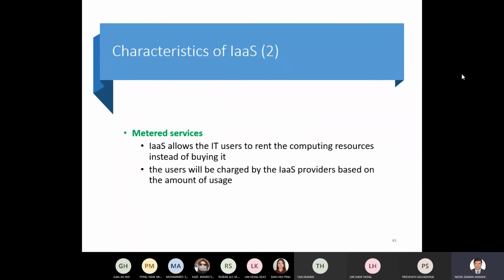And the other thing is that it is a metered service. What does it mean by metered service? It means that however much service we are using, we only pay that much. It doesn't mean that we have to pay most of the time or for everything, but we pay only for whatever service is required.